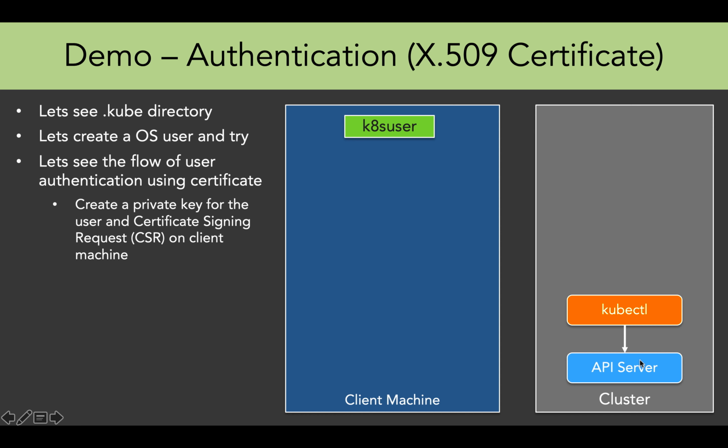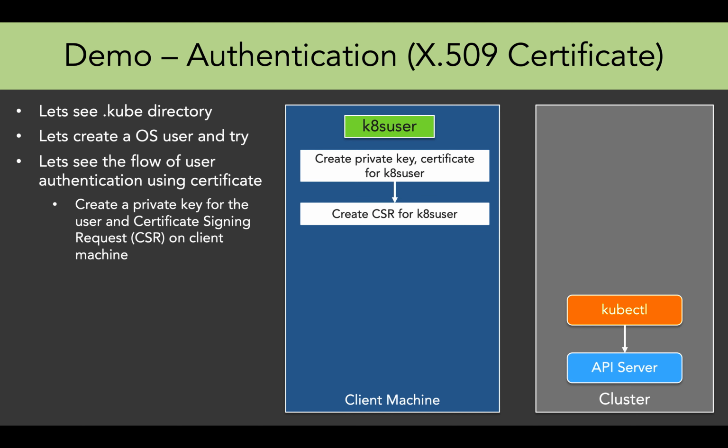So the first thing that we have to do is create a private key for the user, and then we'll have to create a certificate signing request or CSR on the client machine. The CSR would be created using the private key that we create, meaning that the private key would be used as an input to the CSR creation process. So the first thing that we'll do is create a private key for the user, and then we'll create a CSR for the same user. So let's go ahead and do that.